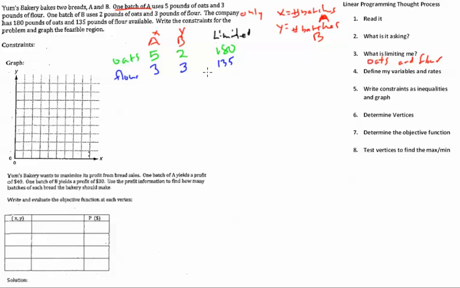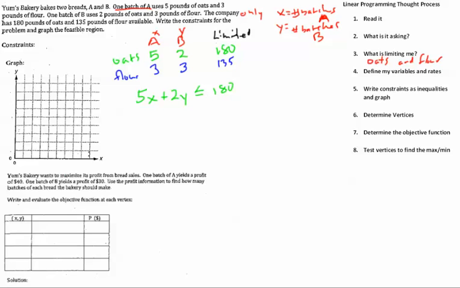Now, it's an easy process to transform this little table we've made into our two inequalities. The first line, if we read it, I have 5 oats per batch of bread A, which is X, plus 2 pounds of oats per batch of bread B, or Y, because Y is my number of batches of bread B, and they must be less than or equal to 180 pounds of oats that I have available. The total pounds of oats that I use must be less than or equal to my total available.